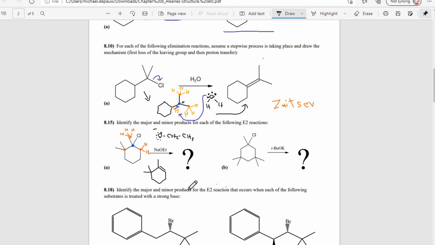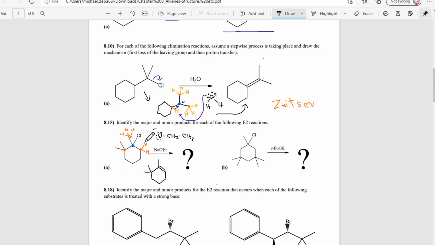And what are those circumstances? Largely, it's if either the base or the substrate is very sterically hindered. In this case, ethoxide is maybe a little bulky, but it's not very bulky. So it's not going to be terribly sterically hindered, and so you're going to get elimination occurring here.